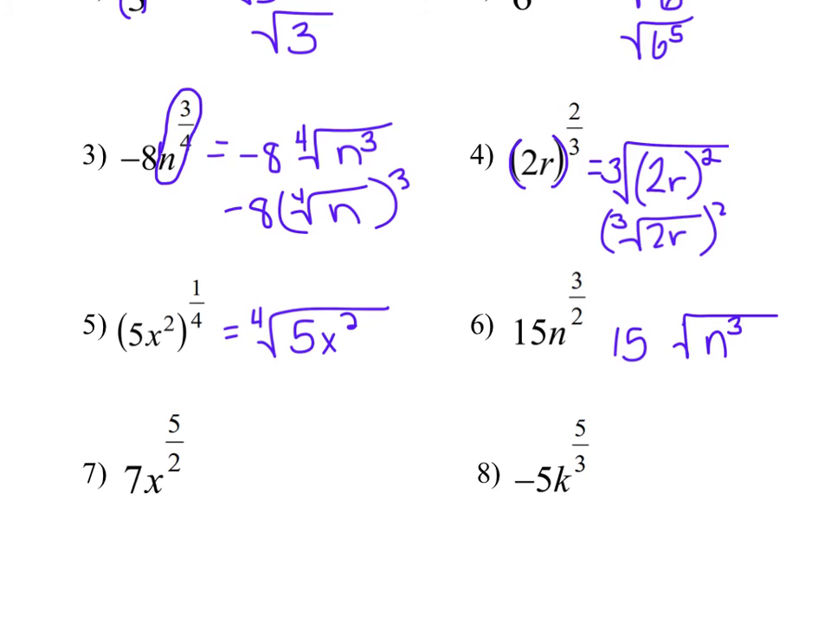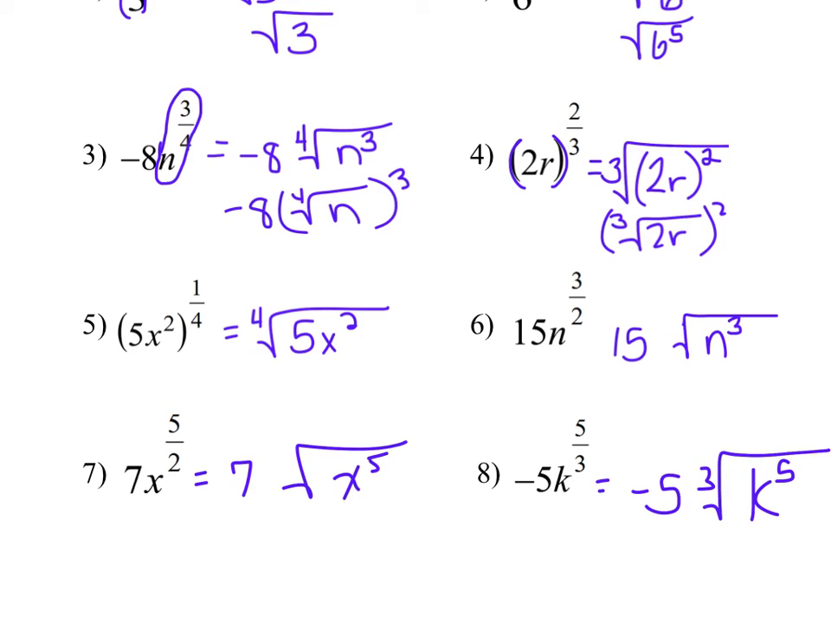Anyway, so 7 is not in parentheses, so it goes on the outside of the radical. Then x to the 5th is on the inside, and you can put the square root there or not. The -5 is on the outside. K is on the inside. That's the only thing being raised to the 5/3 power. 5 goes on the inside, 3 on the outside.